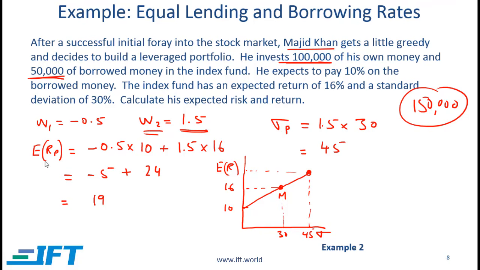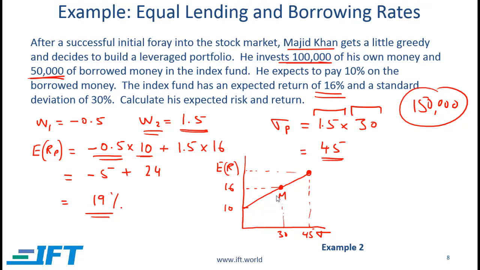The total weight has to add up to 1, and we see that minus 0.5 plus 1.5 is equal to 1. The expected return on the portfolio is W1 into the return on the first investment, which is the risk-free return, so minus 0.5 into 10 plus 1.5 into 16, which is the return on the market. You do the maths and you should get an expected return of 19%. In terms of the risk, we simply have the weight in the market portfolio, which is 1.5, multiplied by the risk of the market portfolio, which is 30. So the risk on the portfolio is 45.